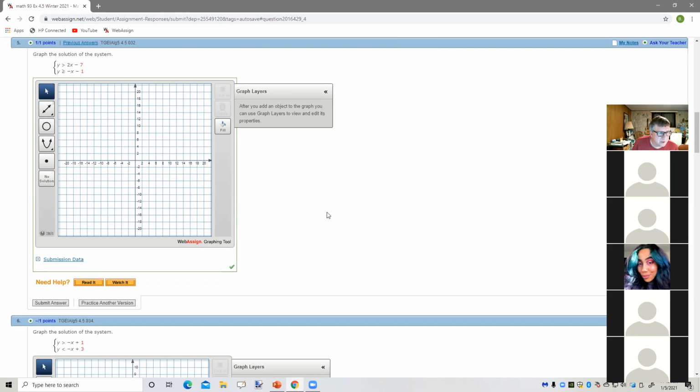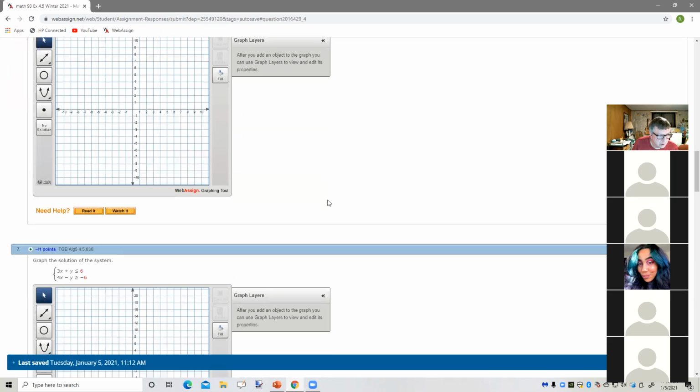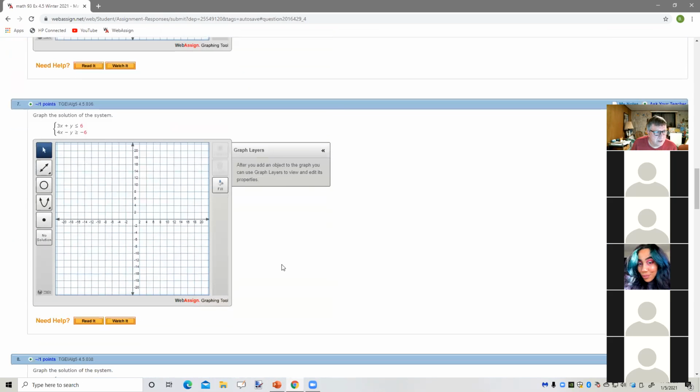Let's do a different one where they're not in slope-intercept form, and this one we'll use the points method. Okay, so number 7, let me get that written down here on my whiteboard. 3x plus y less than or equal to 6 and 4x minus y greater than or equal to negative 6.